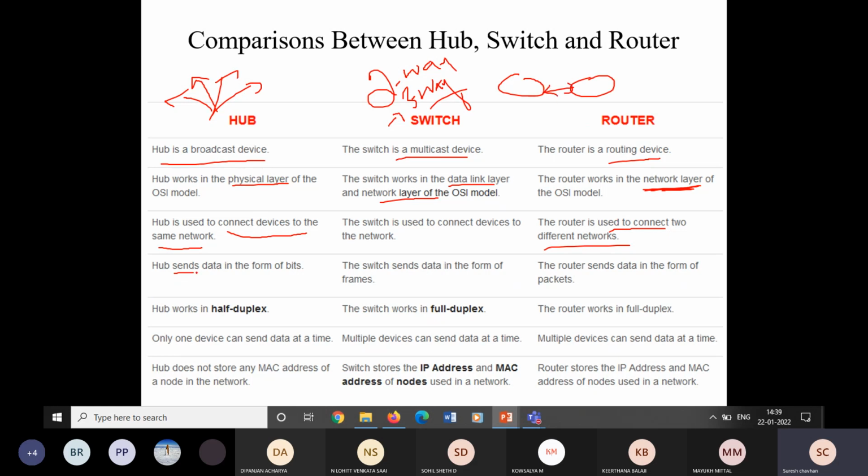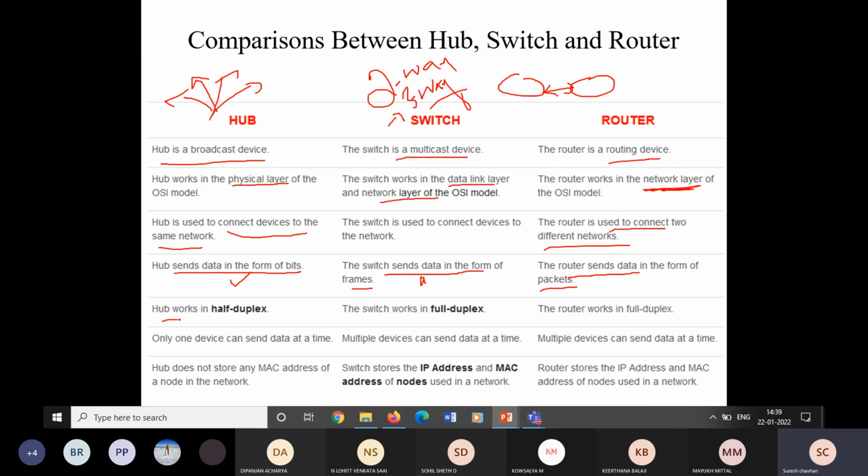And the hub sends the data in the form of bits, right? Because it's in the physical layer. And the switch sends the data in the form of frames, okay, because it will be in the data link layer. And the router sends the data in the form of packets. I told you at the beginning, right? In the application layer it's a message, in the transport layer it's a segment, in the network layer it's a packet, in the data link layer it's a frame, and in the physical layer it's bits.